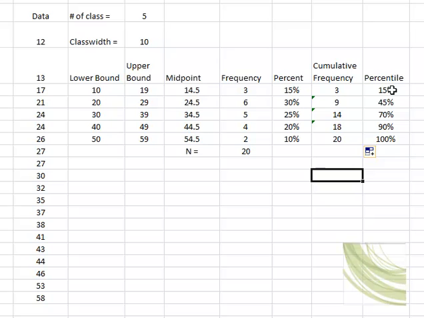Percentile is also called relative cumulative frequency. So for percentile, we use cumulative frequency divided by total frequency. So here you get equals cumulative frequency divided by total frequency. Again, total frequency is a constant. So we put a $ sign between H and 10. So now we have the formula, then we just copy and then add the percent. So now we complete the whole frequency distribution.